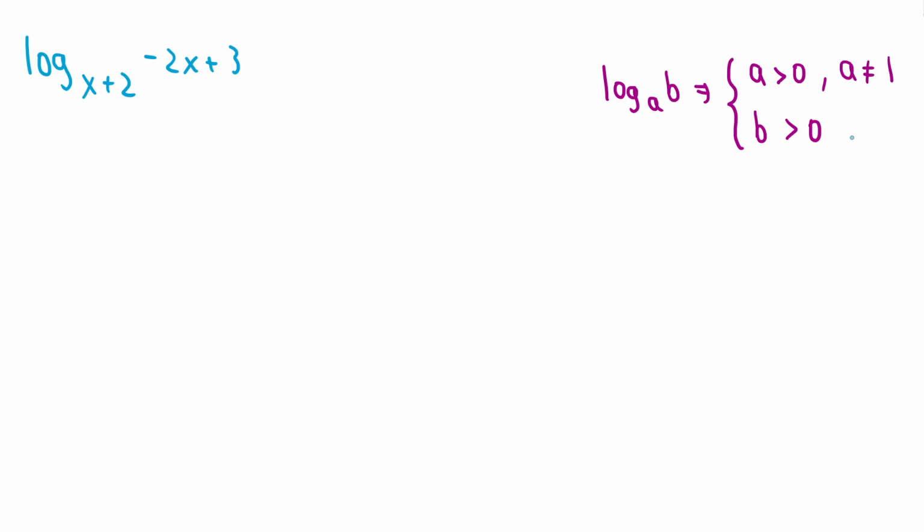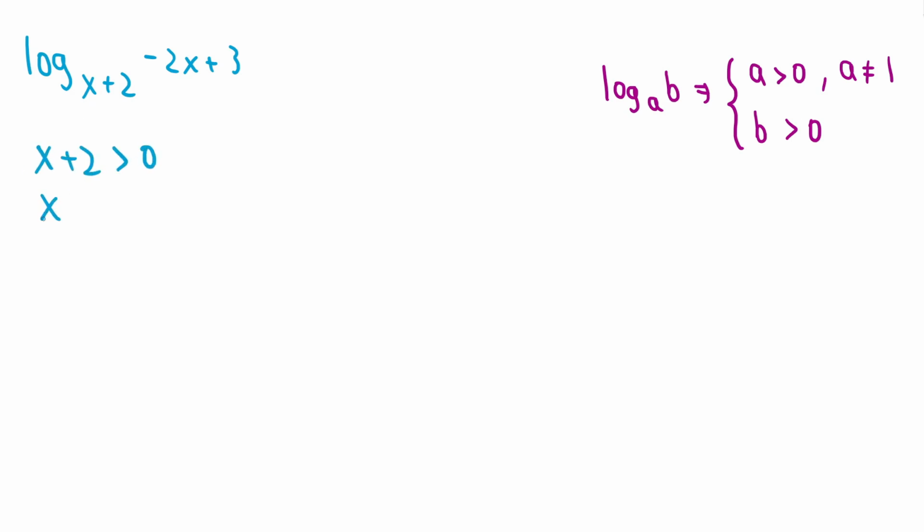So here's a little exercise to illustrate this. Suppose we have log base x plus 2 of negative 2x plus 3, and we want to find the range of values of x for which this logarithm is defined. In order for this logarithm to be defined, we need the base, x plus 2, to be greater than 0, and also not equal to 1. And we also need the argument, which is the top part of the logarithm, negative 2x plus 3, to be greater than 0.